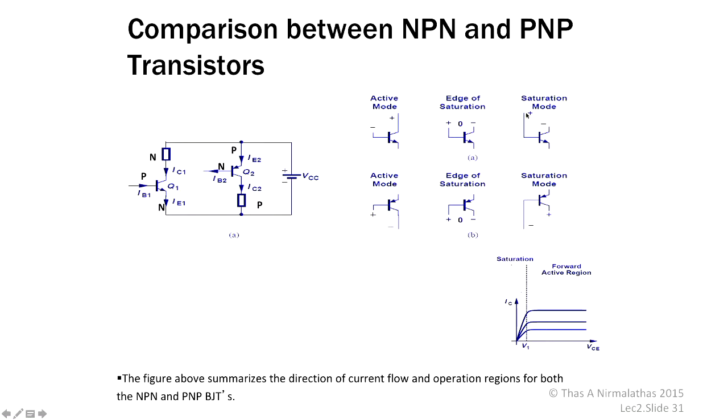Saturation mode means your base is more positive and your collector is less positive. Means this is becoming forward bias. In the saturation mode, your base is more negative than the collector for PNP. So you can just think, see, this is forward bias. Your junction between the base and the collector is getting a forward bias here.